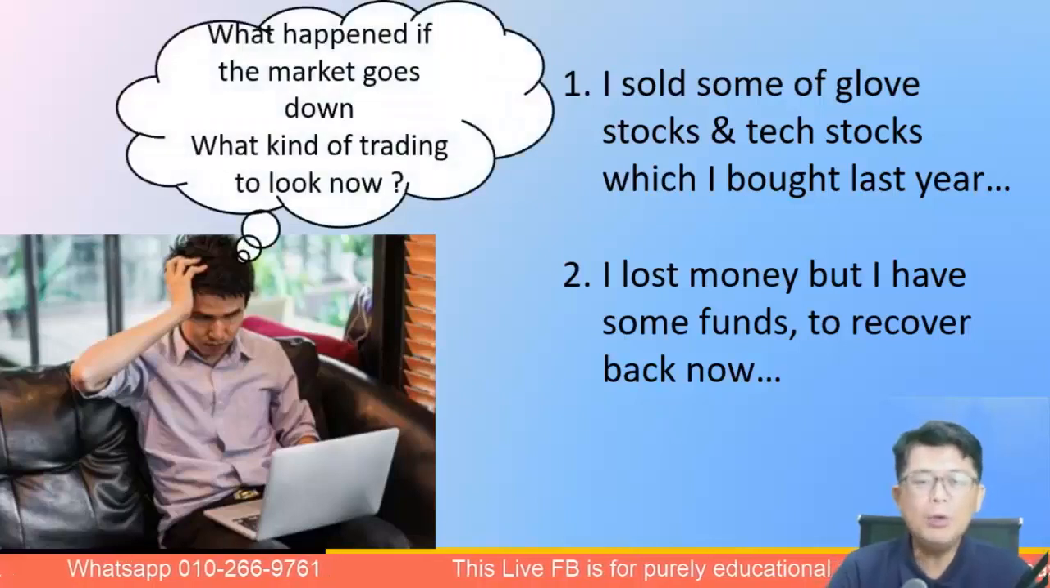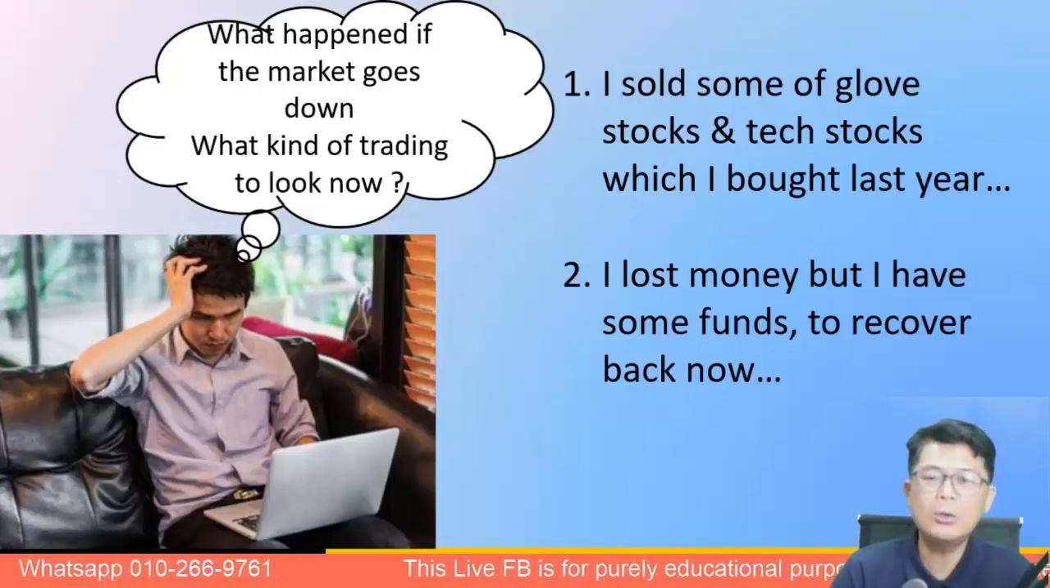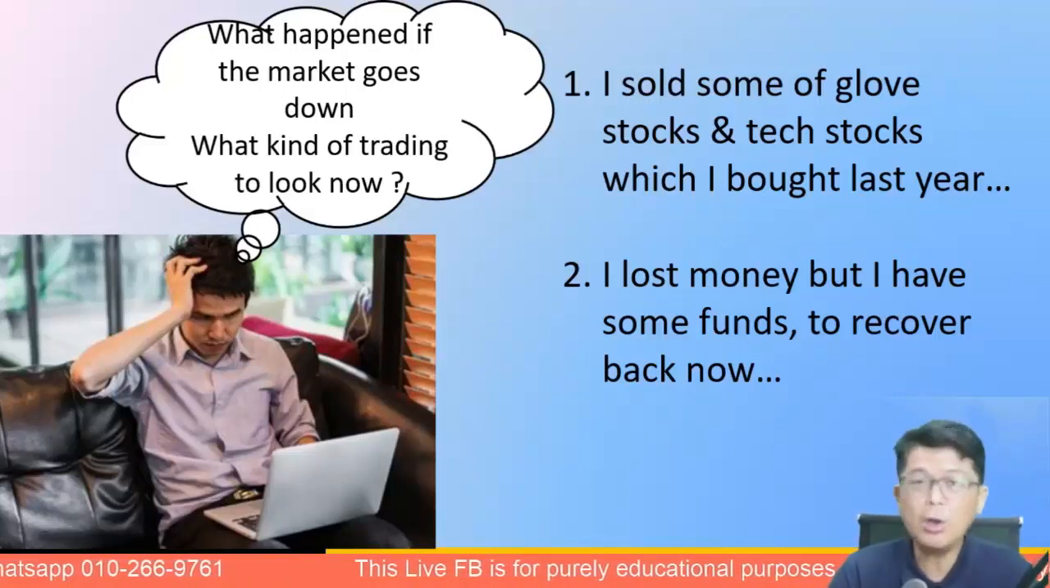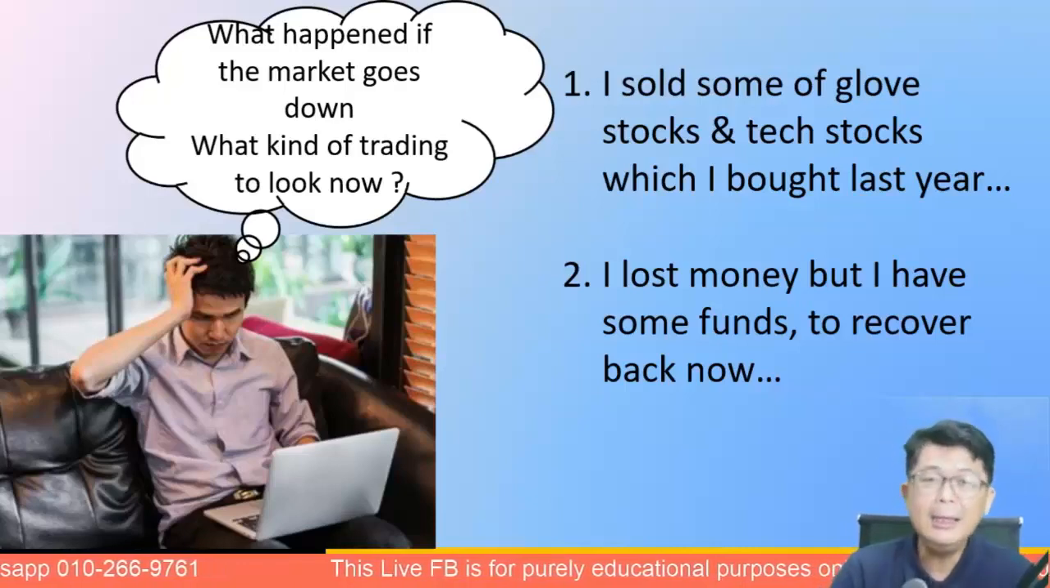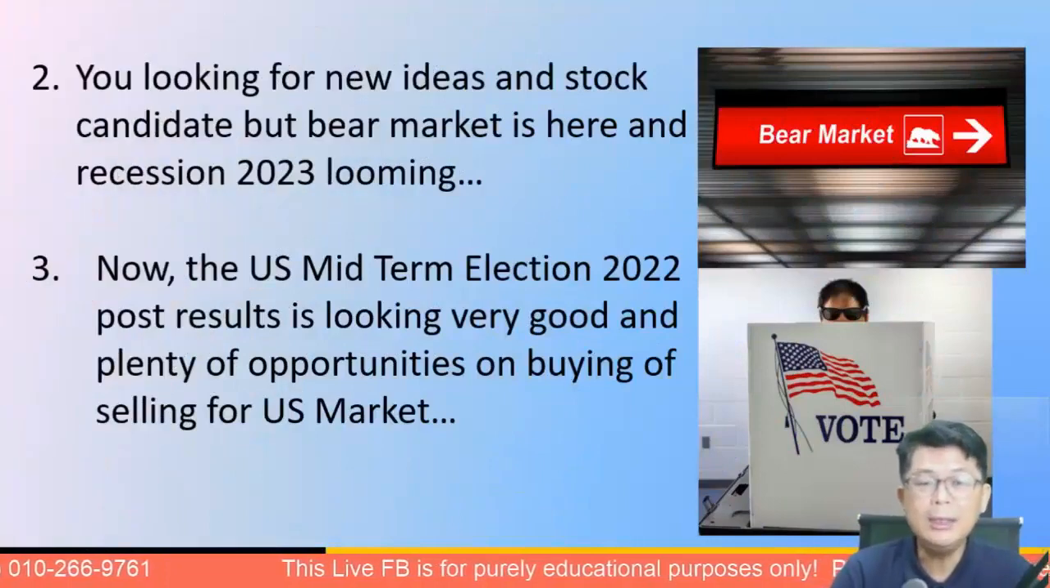Now, of course, some of you may be in this situation, like, what happens if the market continues to go down? What kind of trading are you looking at? Some of you may have sold some of the earlier stock, as we did see the rebound in the rubber glove tech stock. Maybe you want to move some funds, recover now and move them to the US market.